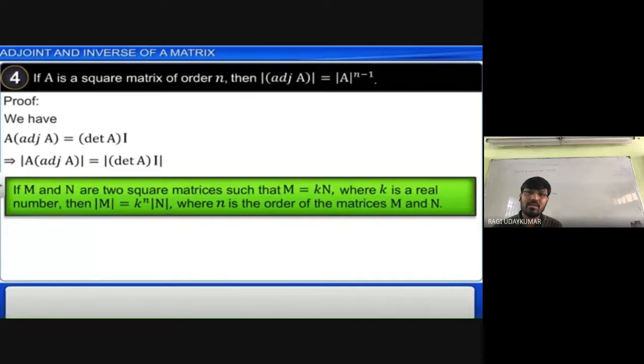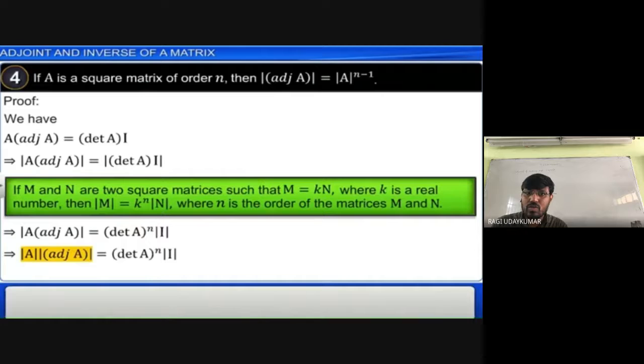Apart from this, we are going to use the previous theorem: determinant of AB is equal to determinant of A into determinant of B. So the left hand side can be written as determinant of A into determinant of adjoint of A, using the theorem determinant of A into determinant of B. The right hand side is replaced with determinant of A whole to the power of n, because determinant of A is a constant, one number. So now here det A to the power of n.